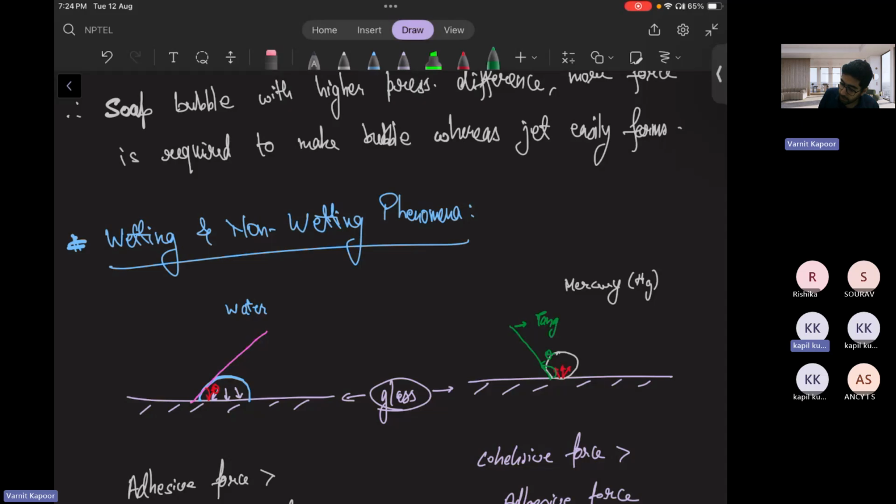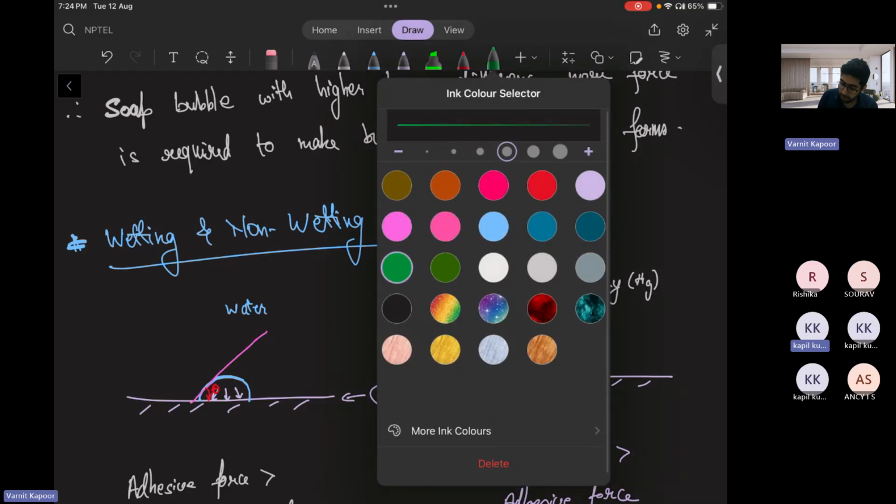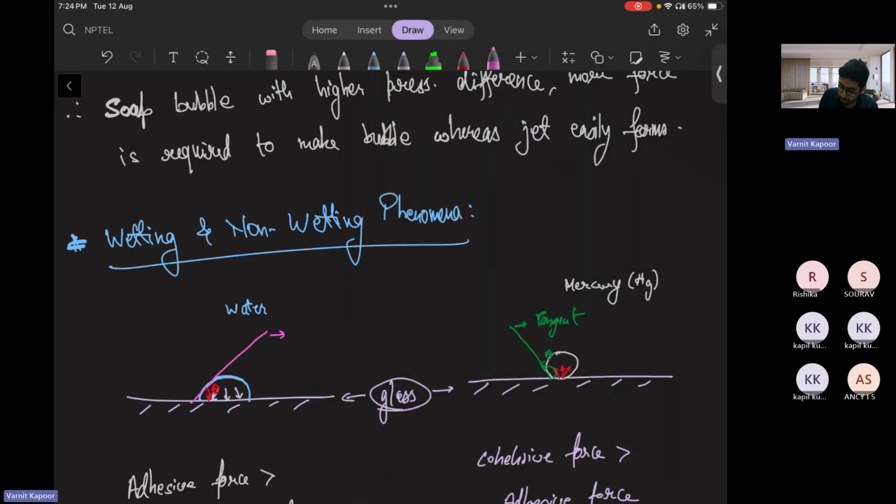Any doubt? Kapil Kumar, any doubts? You have unmuted. No, sir. So can you please mute yourself?